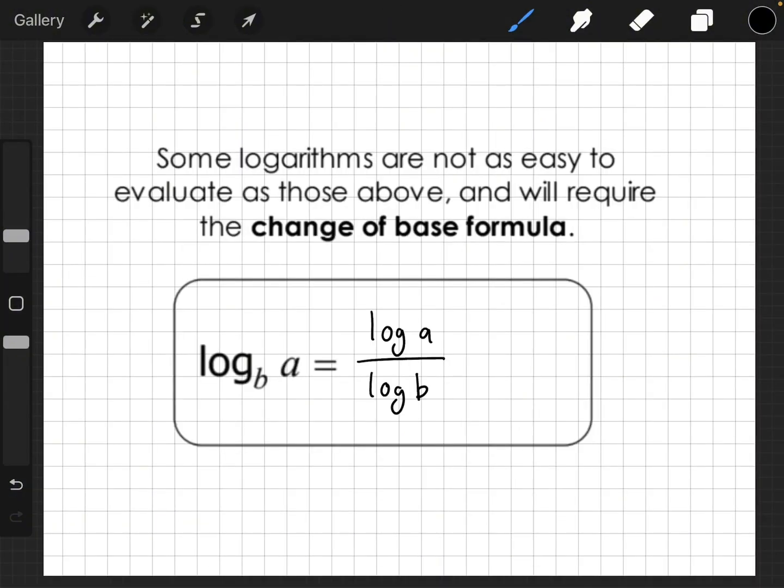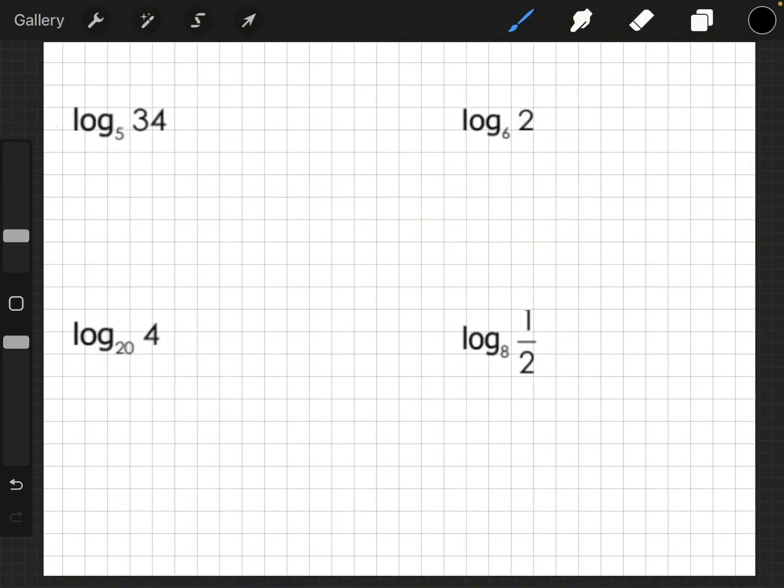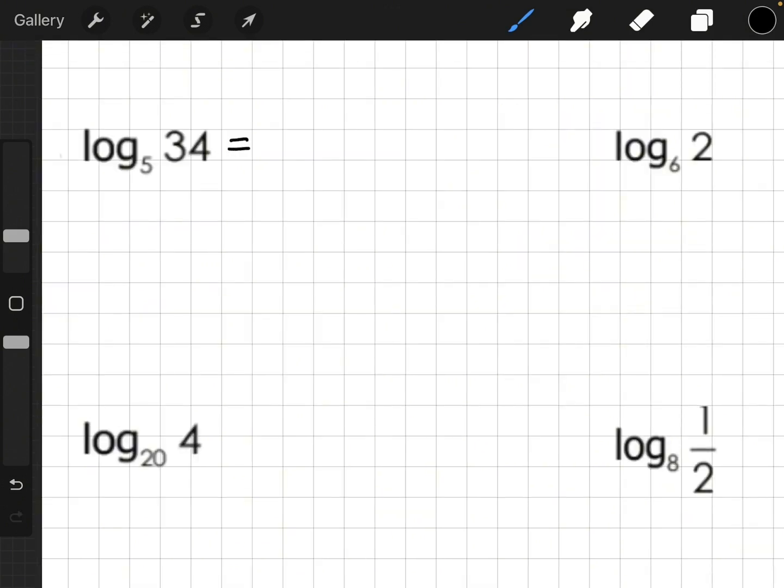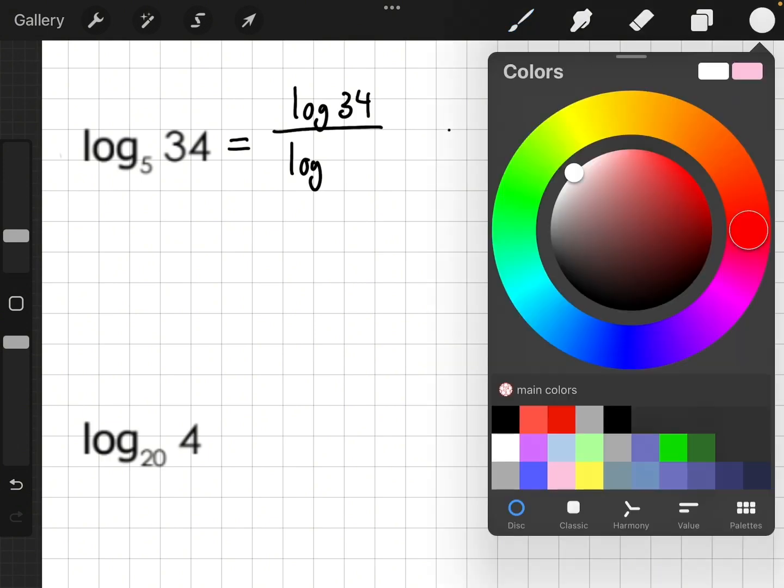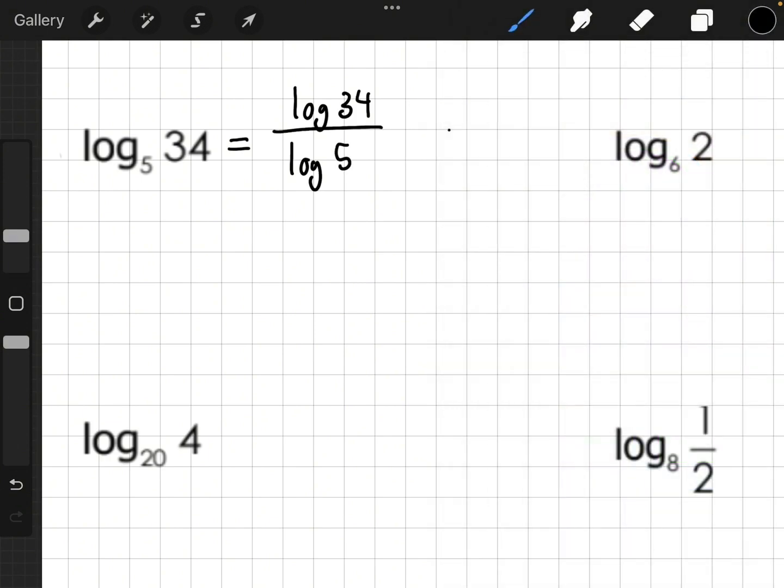Some logarithms are not as easy to evaluate as those we just did and will require the change of base formula. The change of base formula says that log base b of a is equal to log of a over log of b. We'll approximate each logarithm using the change of base formula. So log base 5 of 34 will be written as log base 10 of 34 over log base 10 of 5, and that equals 2.191.